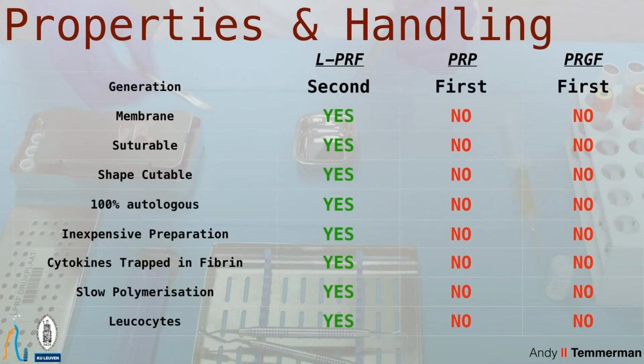Now, indeed, PRF can be used as a membrane. It is suturable. We even have made sutures from it just as a proof of principle. You can cut them in various shapes. It's 100% autogenous. It's quite inexpensive to prepare. There are cytokines that are trapped into the fibrin. It has slow polymerization, and it contains, of course, the leukocytes.